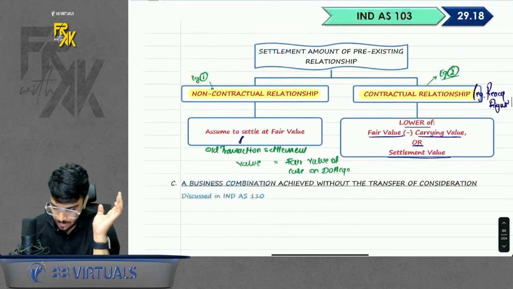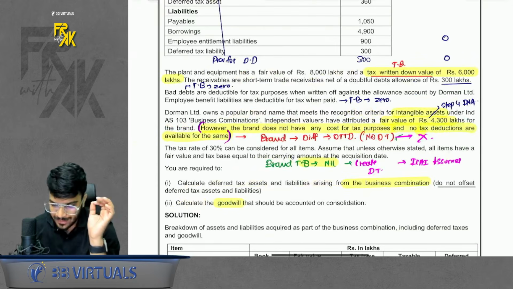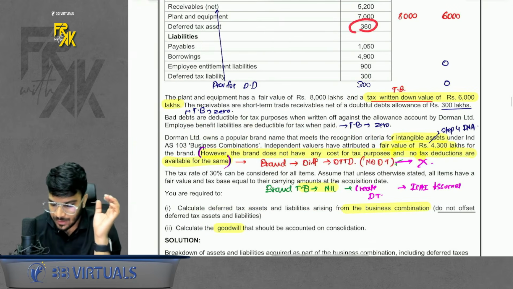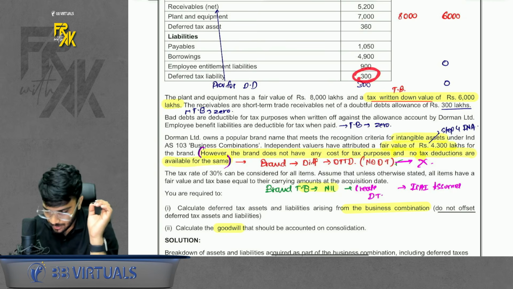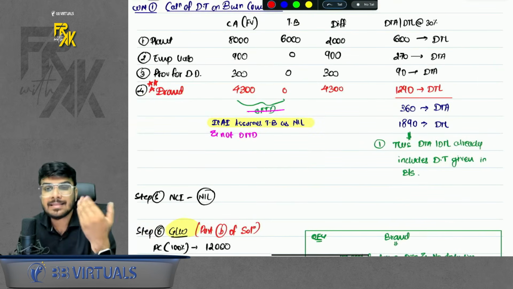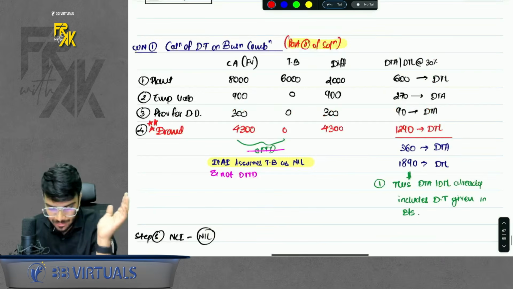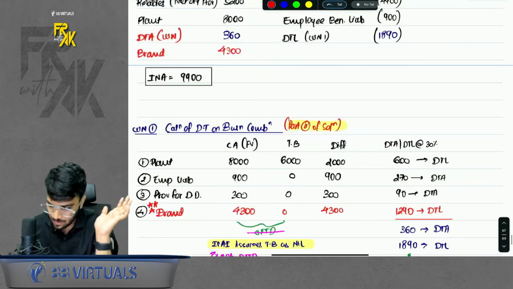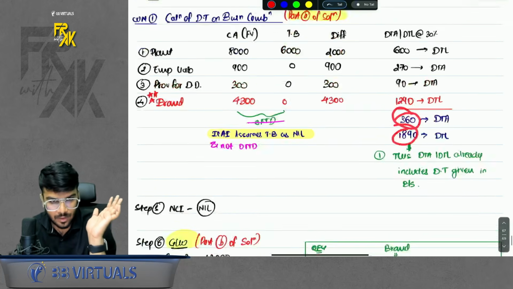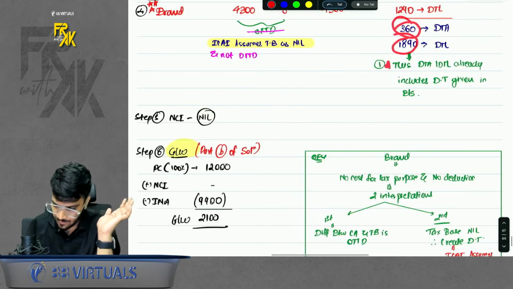One more thing, some deferred tax was already existing also. DTA was there in the old company, DTL was there in the old company. Because you are finding the DTA and DTL separately again, do not take over the old DTA and DTL again. Just take over the new DTA and DTL which is arising. The reason I have given below as well.